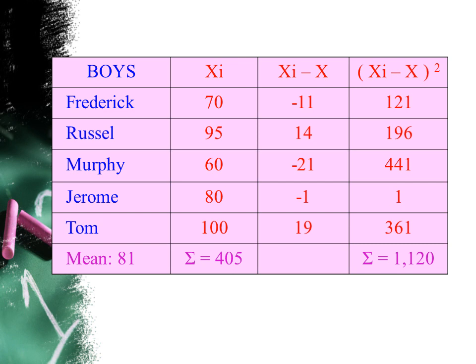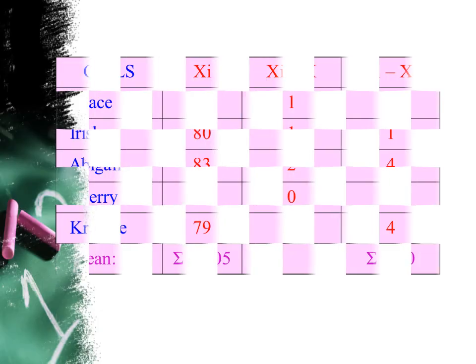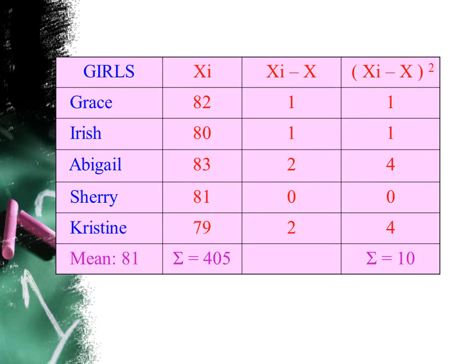So, we have negative 11 squared, that's 121, 14 squared, 196, and so on and so forth. The squares will all be added. That will be the summation of the deviation squared. That's the numerator. And since we are using the sample variance, then we will have 5, the number of observations, minus 1. So, 4 na lang siya. So, that's 280.